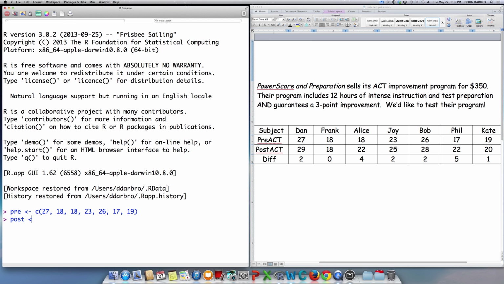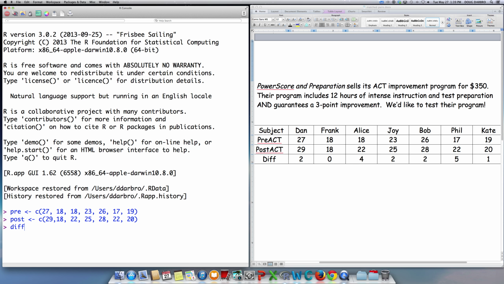And my post-test scores I'm going to enter: 29, 18, 22, 25, 28, trying to help you guys out when you type, and 20. Okay? So hopefully we've got 7.